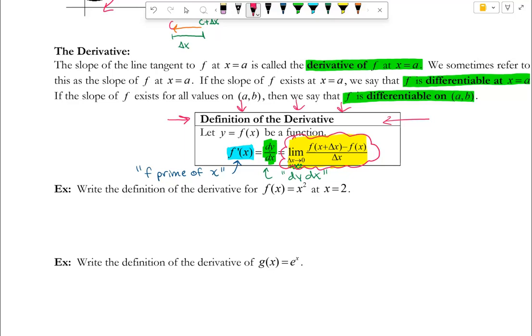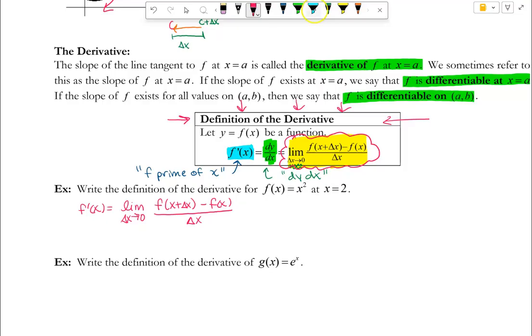We're focusing on writing the definition of the derivative for f of x if f of x is x squared. And we're asked to do this specifically at the point of x equals 2. So if I'm finding the definition of the derivative for f of x, I could use prime notation and say that this is f prime of x. And I might start out by saying, well, this is the limit as delta x approaches 0 of f of x plus delta x minus f of x, all of that divided by delta x.